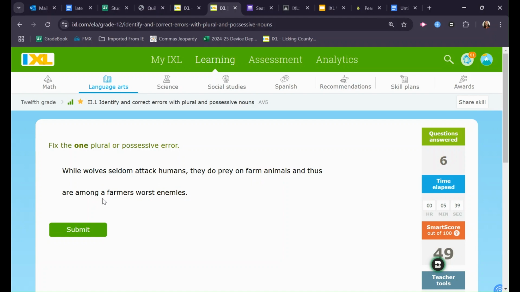Farmers, well, it's a farmer. So first question, is it plural? The answer is no, singular. Second question, is it possessive? Yeah, farmer's enemies. So this is just a singular possessive word. I'll just go ahead and type the word farmer and add the apostrophe S.